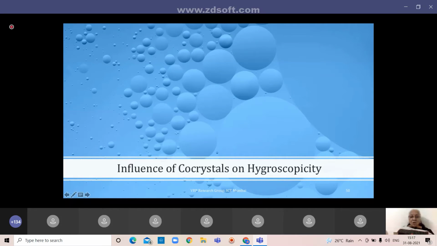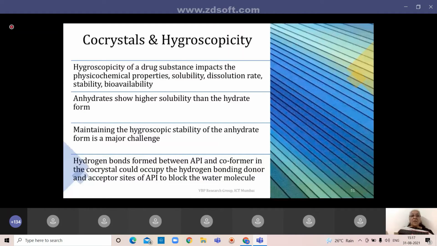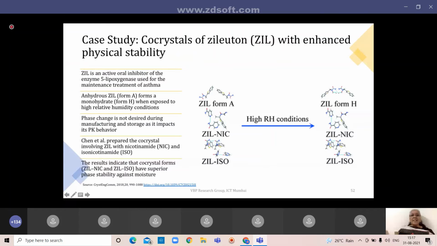Co-crystal, what influence does it have on hygroscopicity? One example is here. We all know, and I've already told you, that anhydrates show higher solubility than hydrate. Why? Because hydrate actually is the thermodynamically stable form. So always stable form has lower solubility. So in this case, you can see co-crystals of xylitol were formed. This is the form A of xylitol, which interacts with nicotinamide, and it also reacts with isonicotinamide.